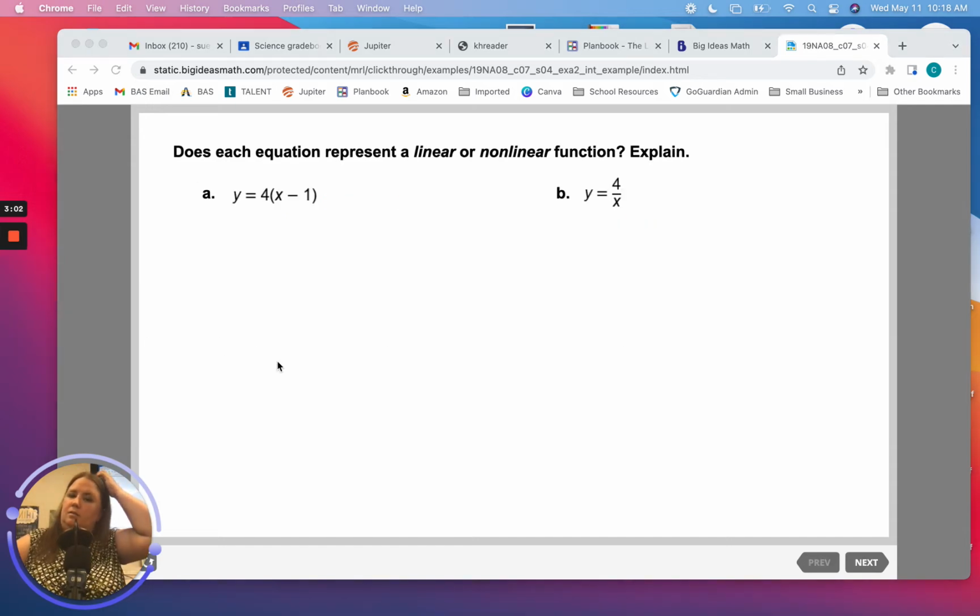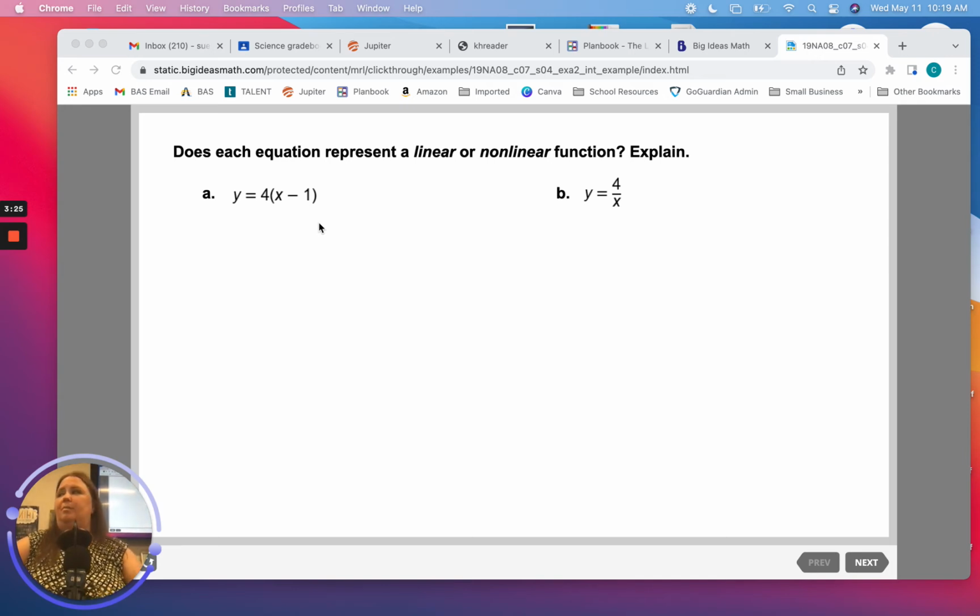All right. So example 2, put this in your journals. Does each equation represent a linear or nonlinear function? So the cool part about algebra is you can look at one of these functions and immediately know whether it's linear or nonlinear. Can anybody guess what makes it linear versus nonlinear?